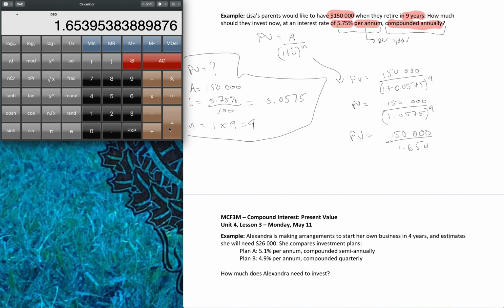And just to illustrate this, the work from this turned into this number, and then I just do the 150,000 divided by 1.654.